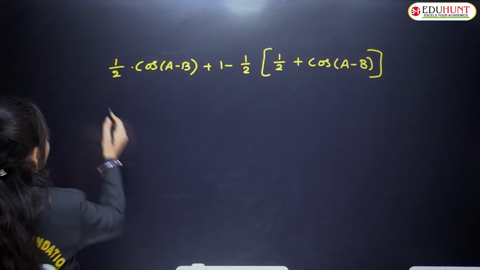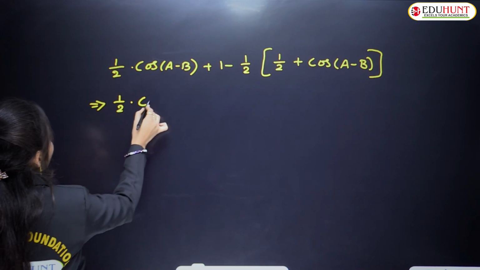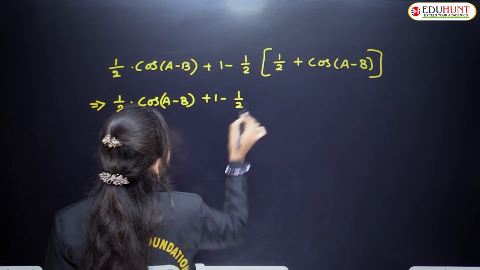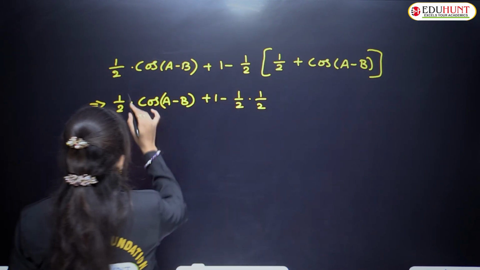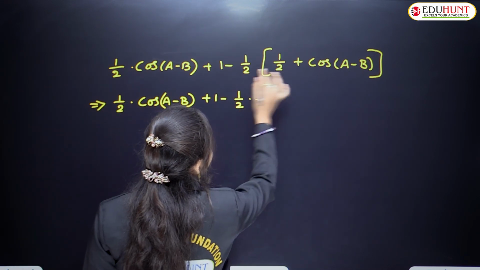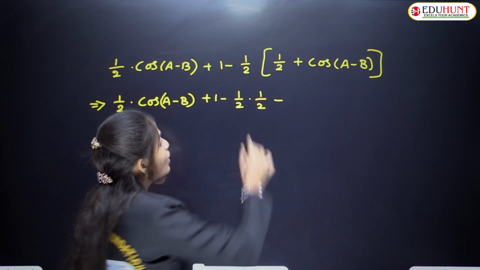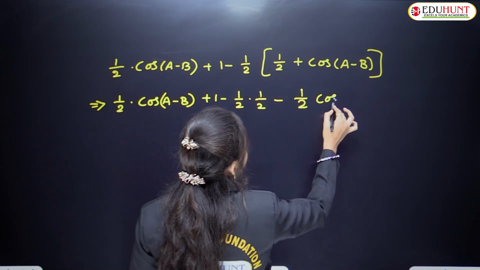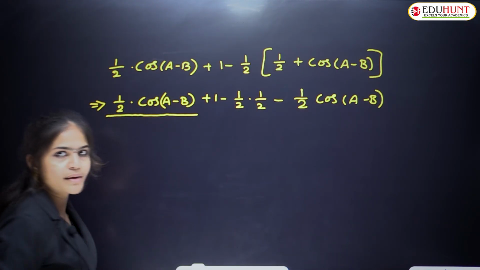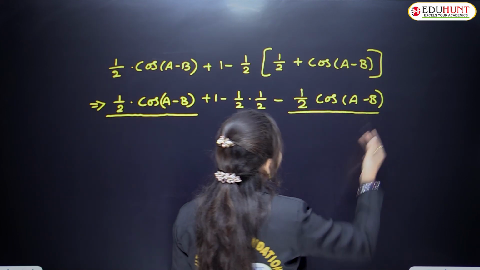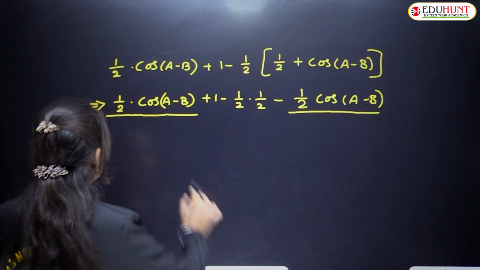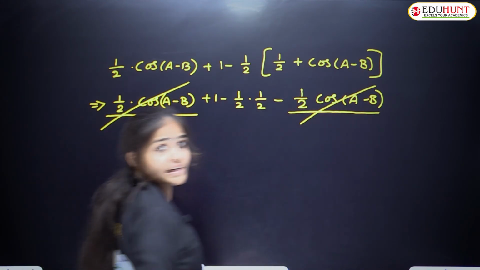Now simplify this. So 1 by 2 into cos of a minus b, and plus 1 minus 1 by 2 into 1 by 2, and here minus into plus equals minus 1 by 2 into cos of a minus b. Okay, in the simplification, plus 1 by 2 into cos of a minus b and minus 1 by 2 into cos of a minus b. These two terms are the same but have different signs, no? So that's why the plus term and minus term get cancelled.